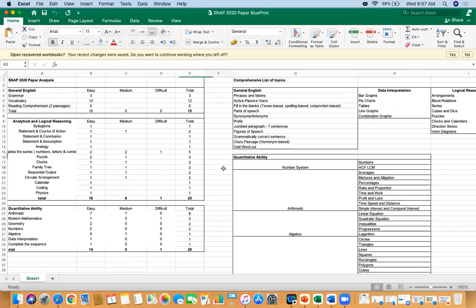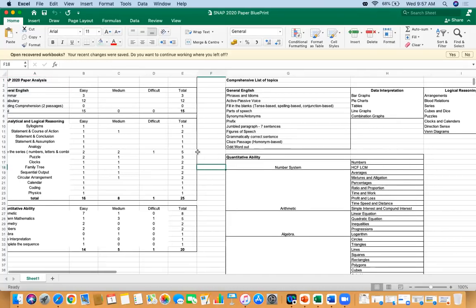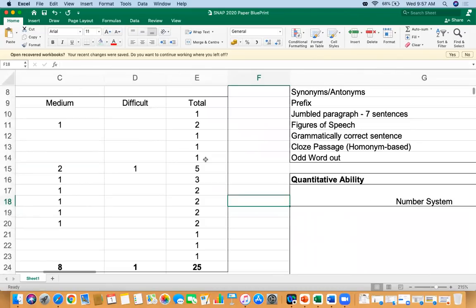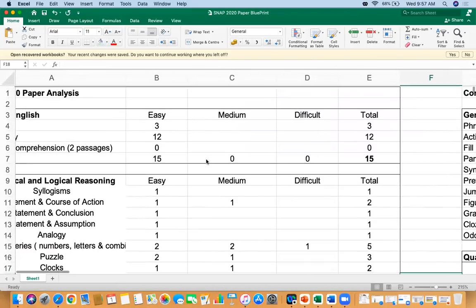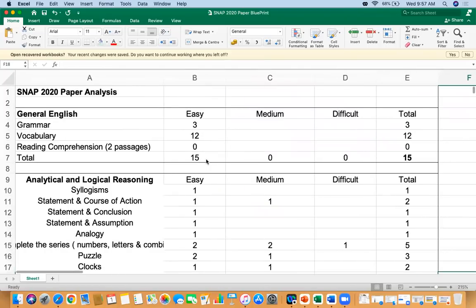So here is now your SNAP 2020 analysis. Okay, it's looking really complex, so I'll make your life a little easy. We will go one by one, module by module. This is the actual SNAP 2020 analysis based on all the three slots.